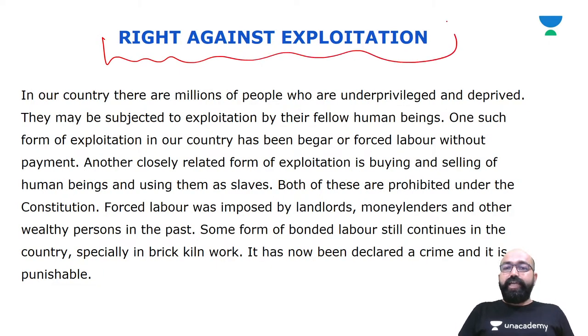Now, right against exploitation. In our country, there are millions of people who are underprivileged and deprived. They may be subjected to exploitation by their fellow human beings. One such form of exploitation in our country has been begar or forced labor without payment. Another closely related form of exploitation is buying and selling of human beings and using them as slaves. Both of these are prohibited under the Constitution.